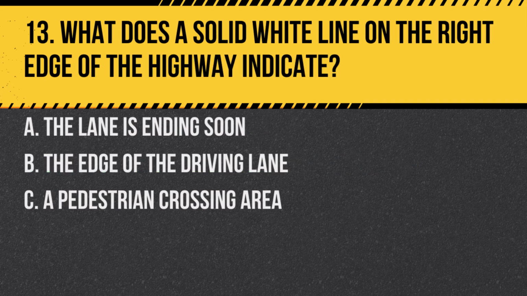Question 13. What does a solid white line on the right edge of the highway indicate? A. The lane is ending soon. B. The edge of the driving lane. C. A pedestrian crossing area. Answer: B. The edge of the driving lane. A solid white line indicates the right edge of the roadway or a lane.